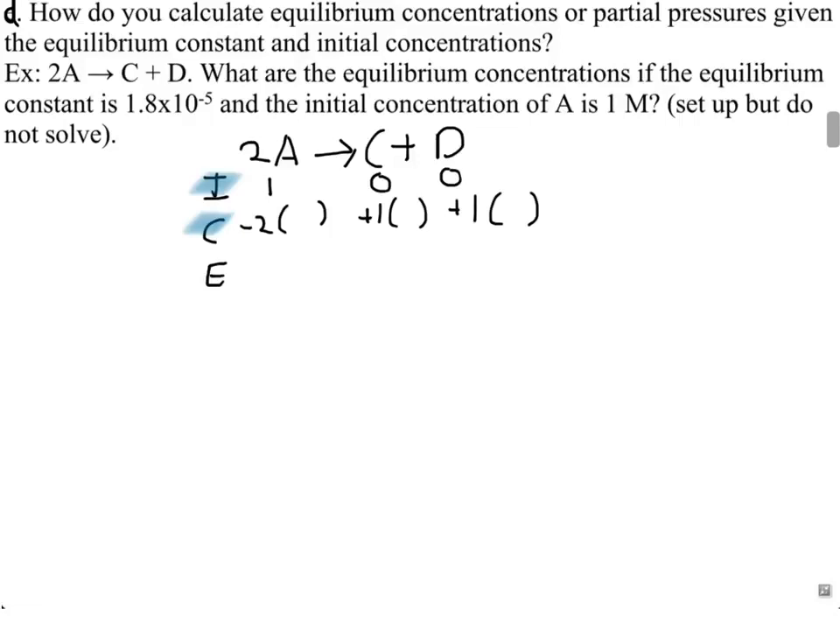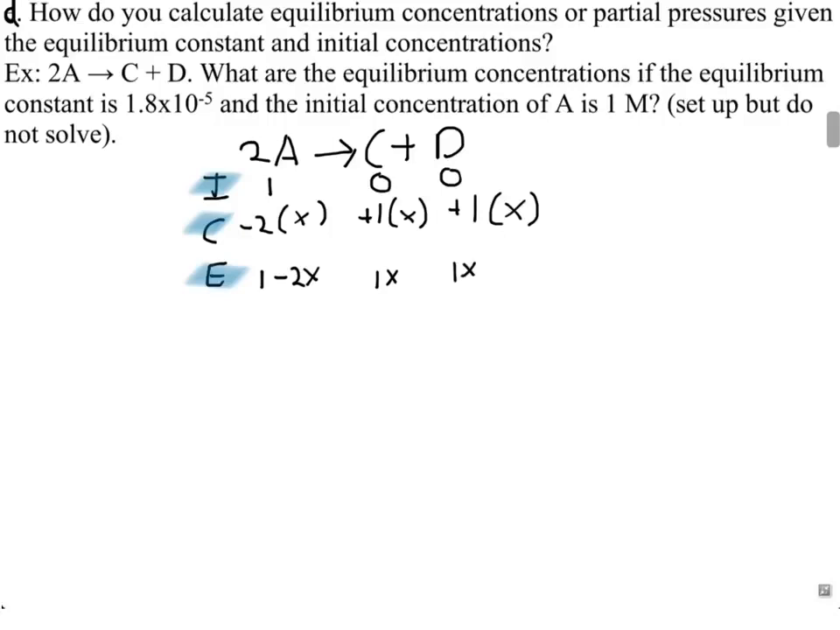For the change line, I've told you that these numbers in parentheses are always the same. We don't know what it is, it doesn't tell us the change, so just put in an x for all of them. And the equilibrium line, that's what we're solving for, but to set it up, you just add the initial and the change. So 1 minus 2x, x, and x.